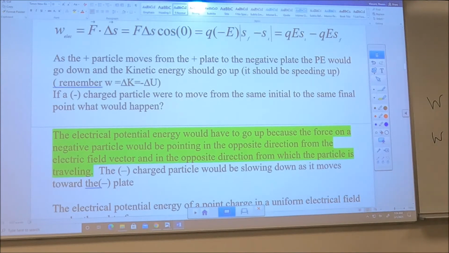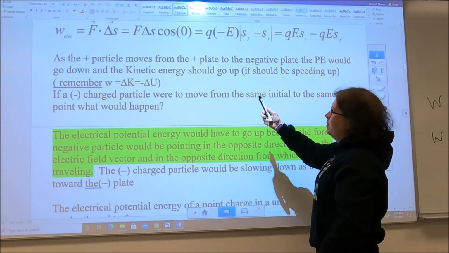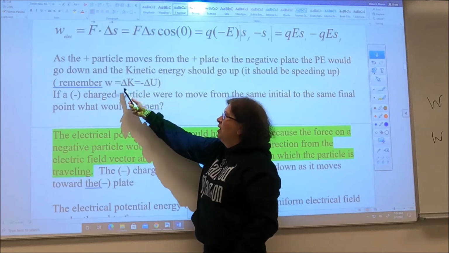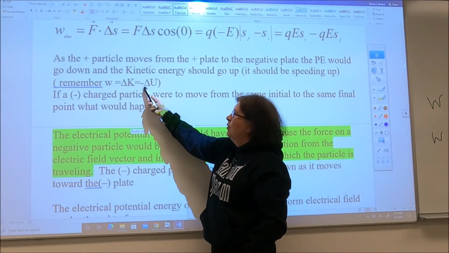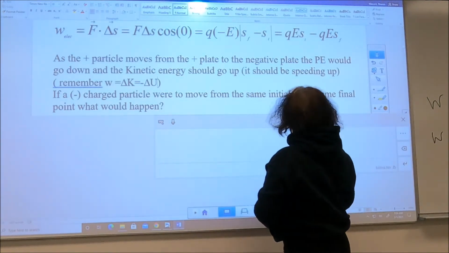So as a positive particle moves from the positive plate toward the negative plate, the potential energy goes down, the kinetic energy goes up. It should be speeding up. And remember that work is equal to change in kinetic energy, which is negative the change in potential energy.